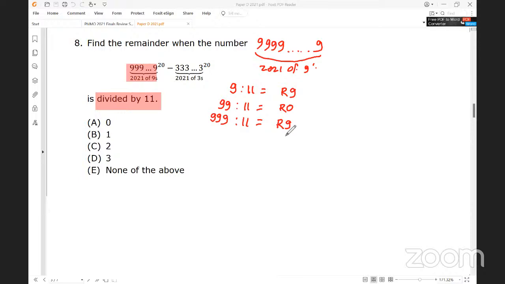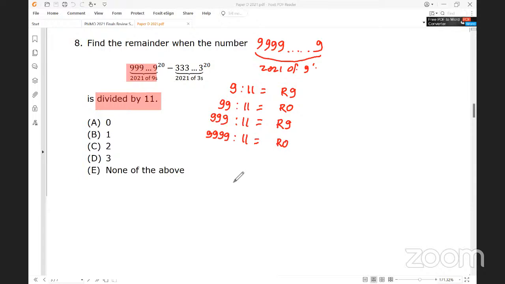So it means 999 divided by 11, the quotient will be 90, because 90 times 11 is 990. And then we still have another 9. That is the remainder. So 9999, there are four 9s in here, divided by 11, the remainder will be 0. So we already know the pattern.